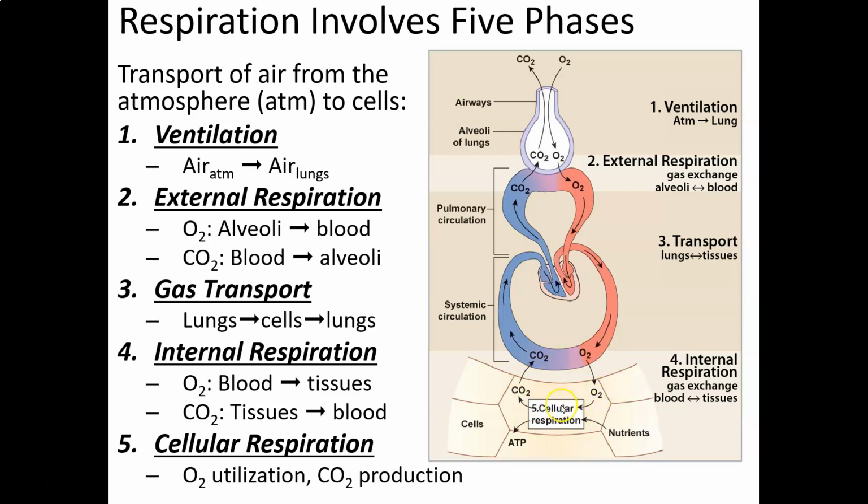Okay? And then once we get the oxygen into the cells, then we have cellular respiration, and that's where in metabolism we use oxygen in order to make energy, and then have CO2 produced basically in its place. So 5 phases of respiration: ventilation, external respiration, gas transport, internal respiration, cellular respiration.